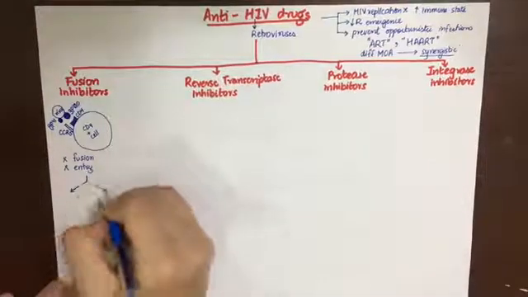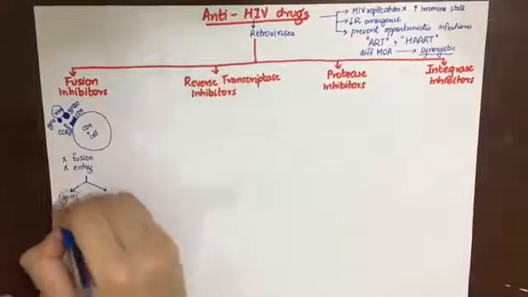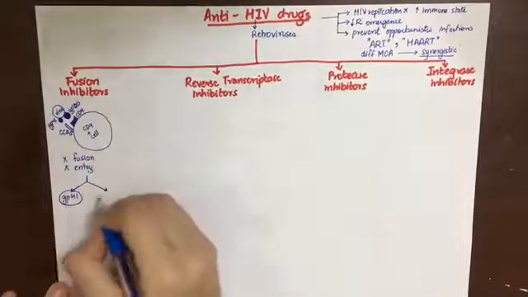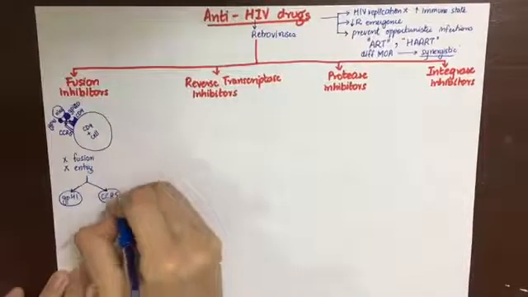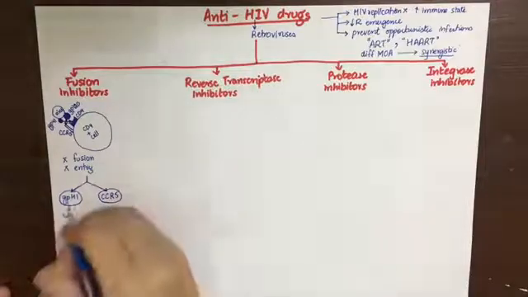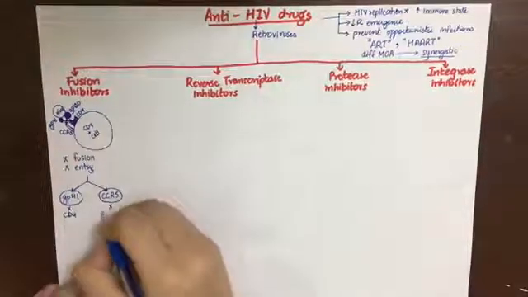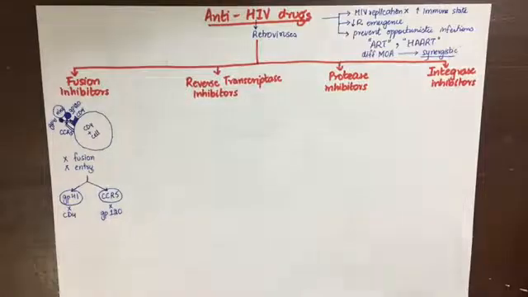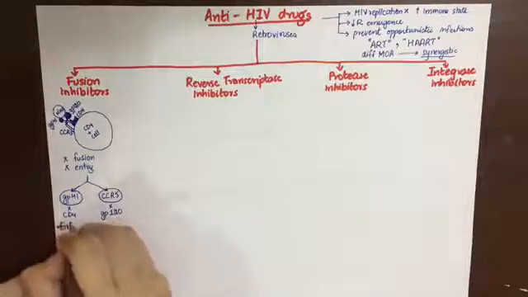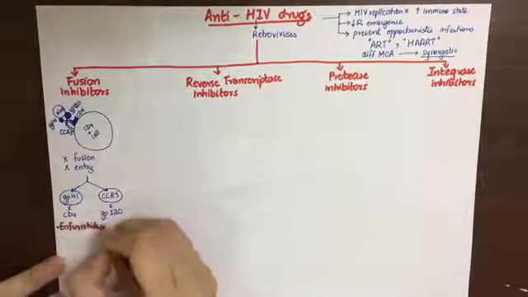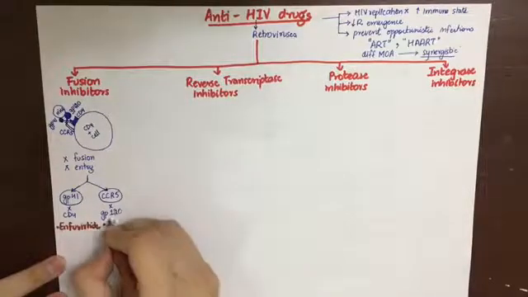But fusion inhibitors are of two types. One will block GP41 and thus CD4 will not be able to interact and bind to it. The next will block the binding of GP120 protein to CCR5 and thus not let the virus enter the macrophage or the CD4 positive helper cell. The fusion inhibitor binding to GP41 is enfuvirtide, and the one blocking the binding of GP120 is maraviroc.